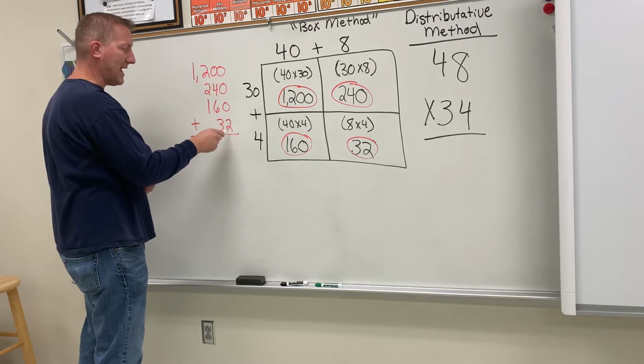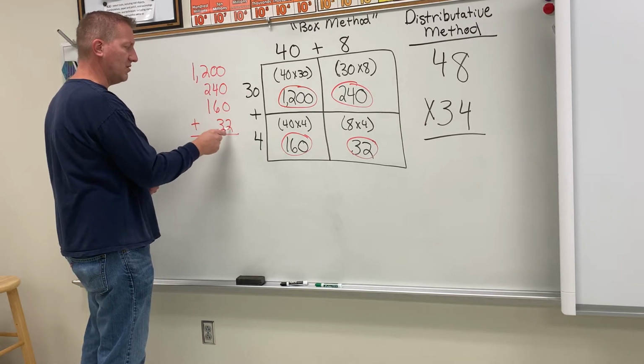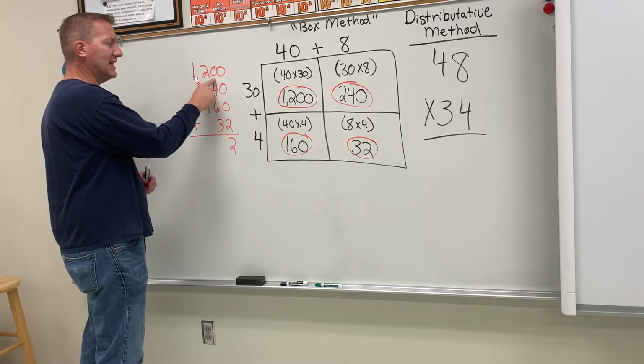So I'm going to add up the ones column first. 0 plus 0 plus 0 plus 2 is 2. Now the tens.